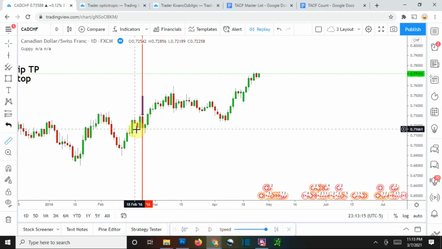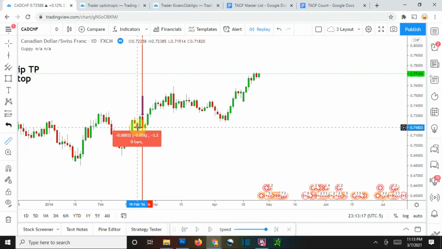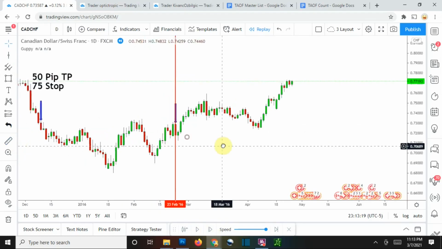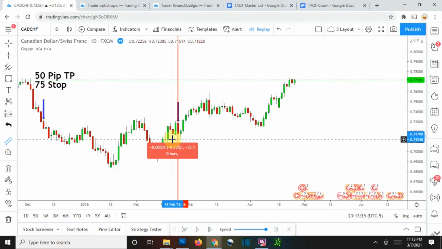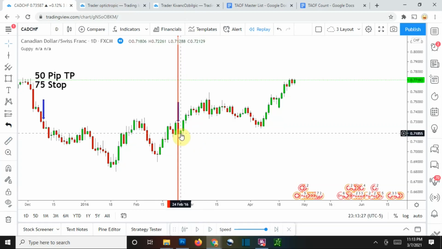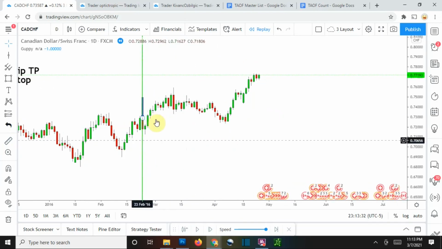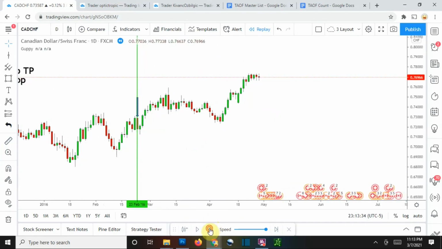Actually, let me measure this right here. Make sure I'm measuring from the correct spot on the candle. I've been called out a couple of times for doing that by mistake. Actually, it looks like it did come down the tail of that and did get us to take profit. Just barely, but it did.